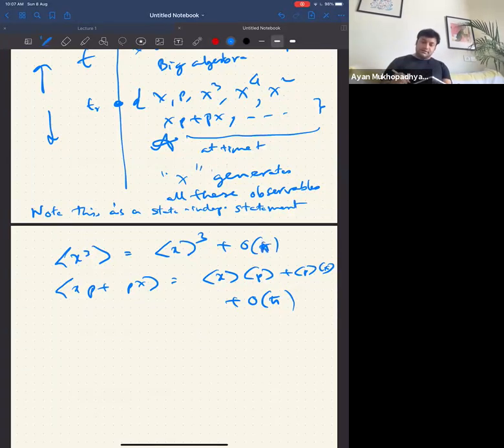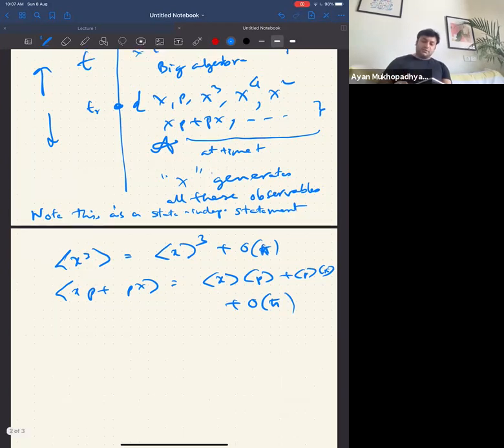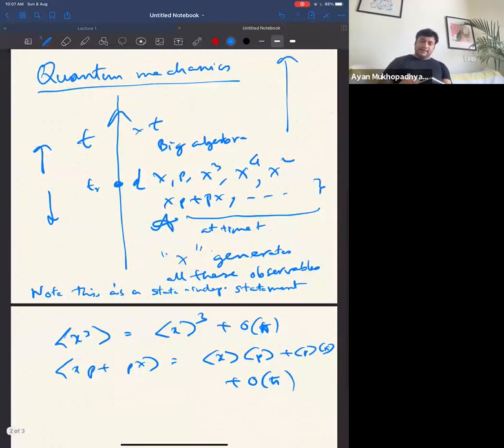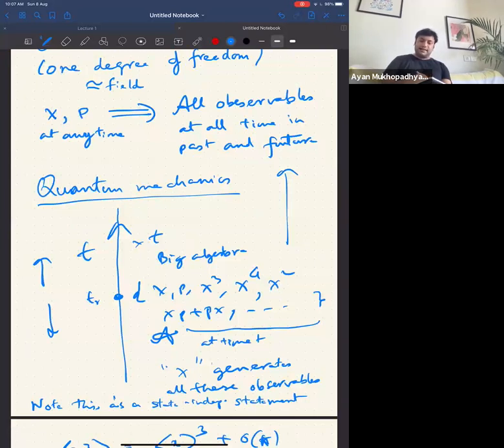And therefore we recover the classical world from the quantum world, because then it's sufficient to know only x and p at time t, and I can know all the observables in the past and future because of this factorization property. So this is how we recover classical mechanics from quantum mechanics. But in quantum mechanics, you have this infinite algebra. And if you know all of these values at time t, we will be able to know all of the values in the past and future.